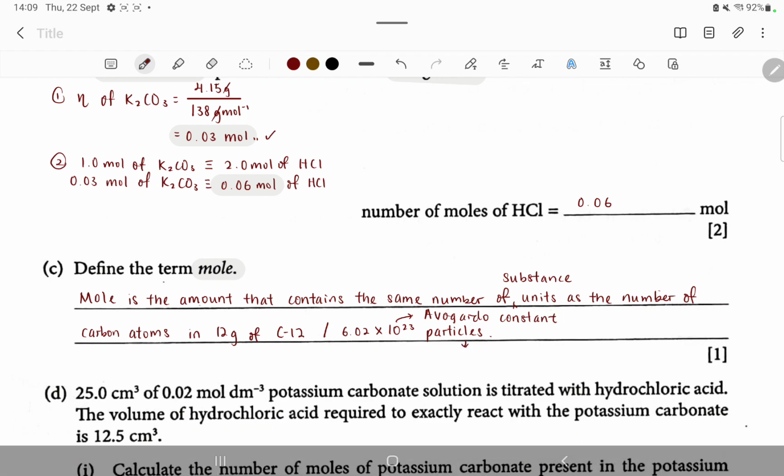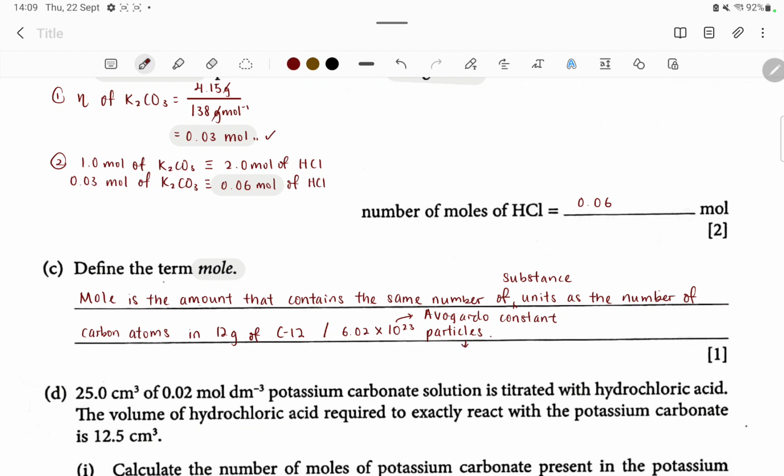Particles, if you revise back chapter 2, chapter 1, you should know that there are 3 types: atoms, ions, and molecules.